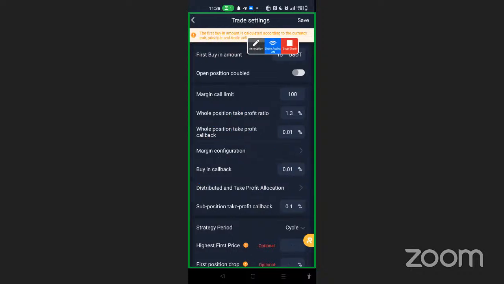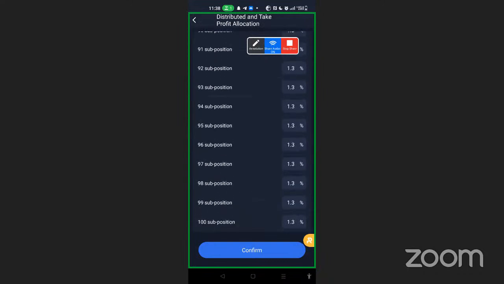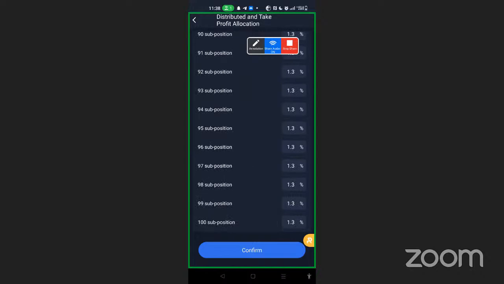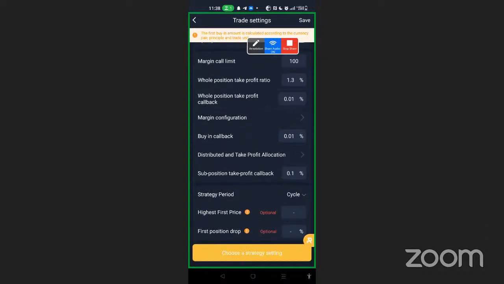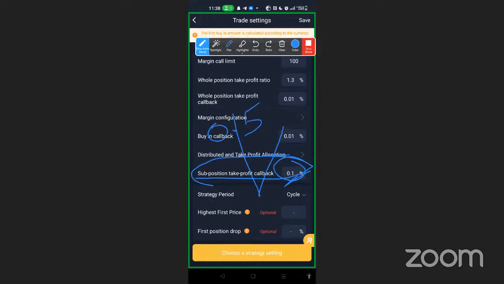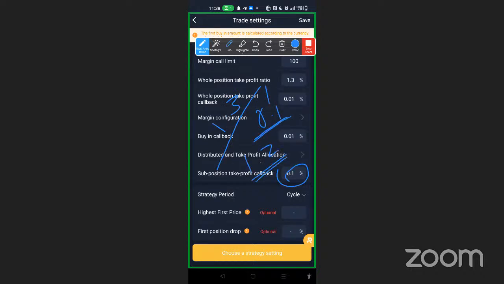Then when it comes to the sub positions, I hope you see, he leaves this 1.3 throughout. So it means each call can be bought independently and sold independently. Here, the sub position take profit callback means that the market rises by 1.3. If it tries to fall by 0.1, let the robot sell. So it takes around 1.2% from each sell. And the robot does thousands depending on the momentum of the market.